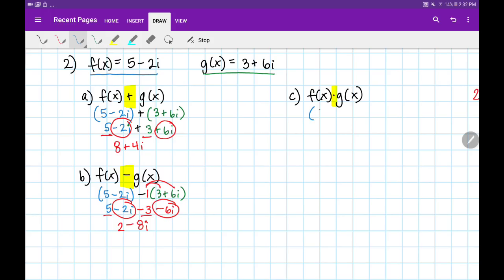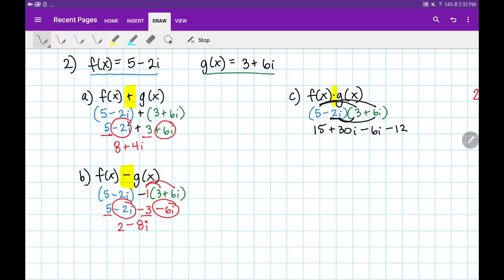Okay, f of x is 5 minus 2i. Always use parentheses, guys. I'm telling you. G of x is 3 plus 6i, and we're going to multiply. Well, now would be an appropriate time to go ahead and distribute. Okay, we're going to multiply 5 times this 3. I'll get 15. To the second term now, 5 times 6i is plus 30i. Now I'm going to distribute the second term, which is negative 2i times 3 is minus 6i. And then negative 2i times positive 6i, you have to watch your signs here. That's going to be a negative 12.